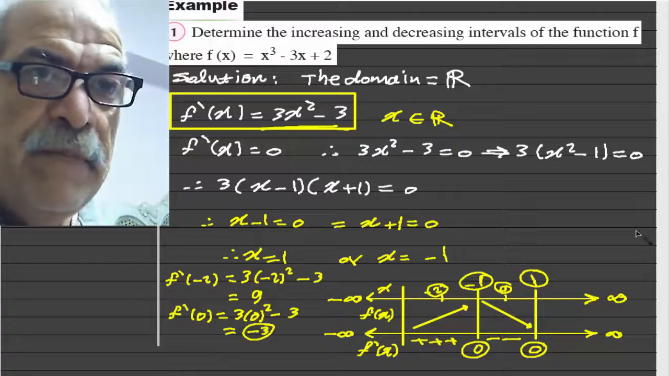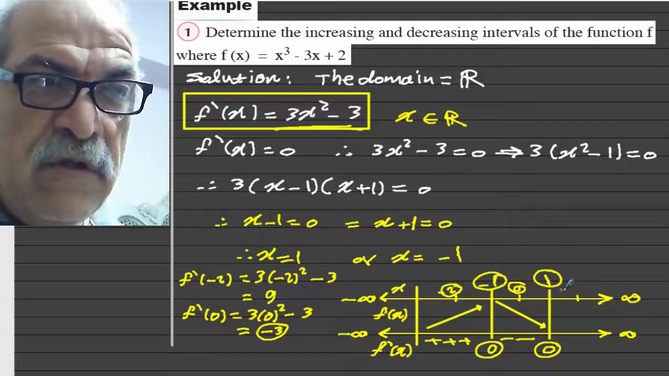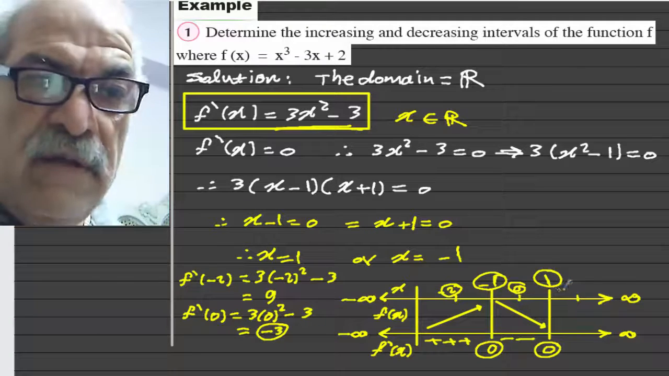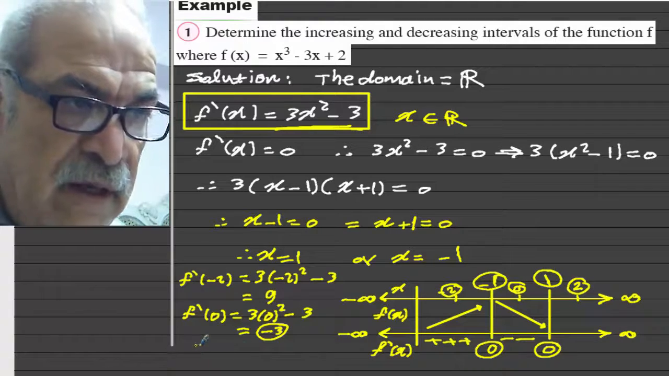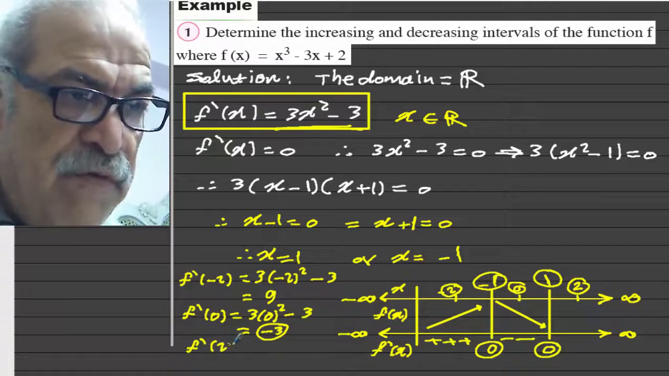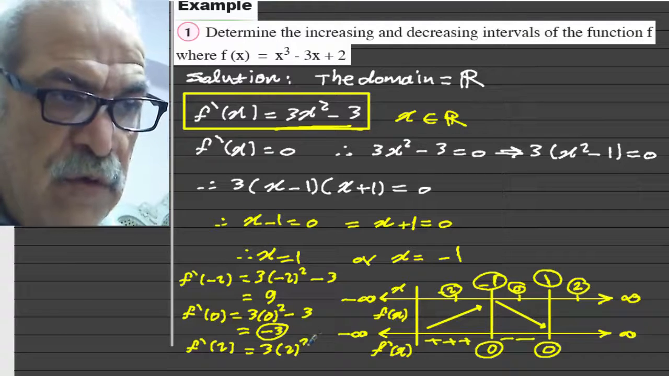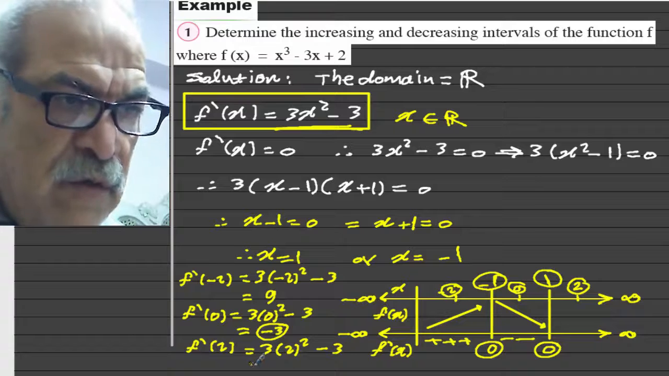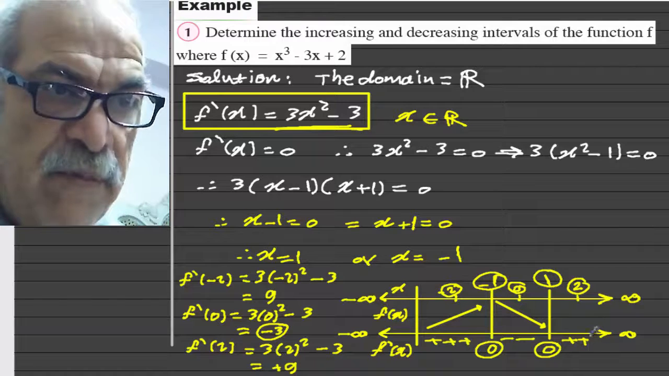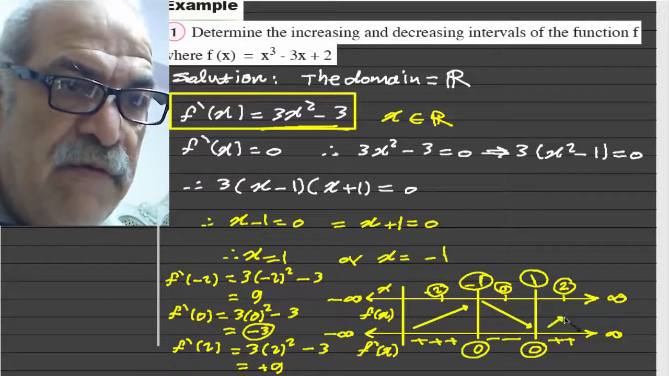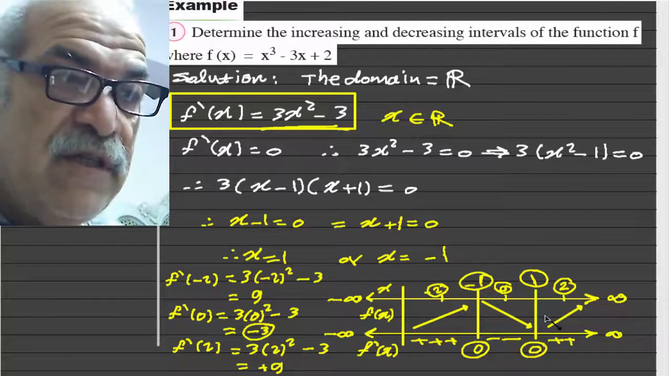So we write the sign, and the function is decreasing on this interval. And we'll take another number greater than 1, of course, belonging to the interval 1 to infinity. Here we have 2, and we calculate f dash of 2. F dash of 2 equals 3 multiply 2 power 2 minus 3, which equals +9. So here we have a positive sign, and the function f of x is increasing on this interval.